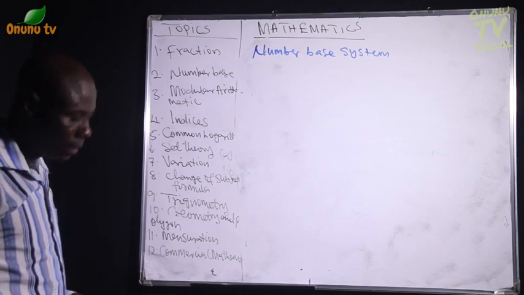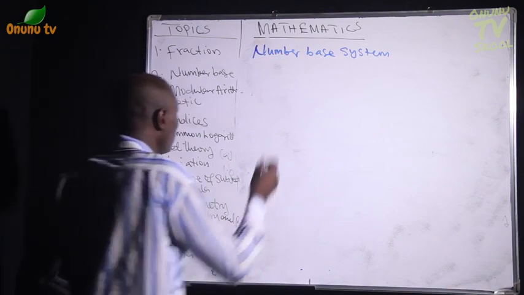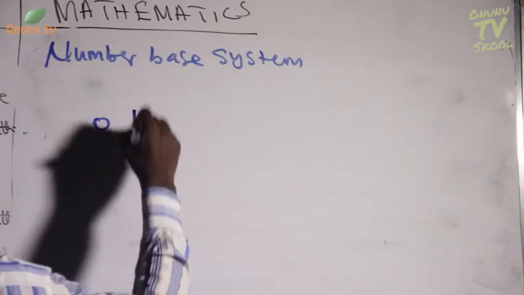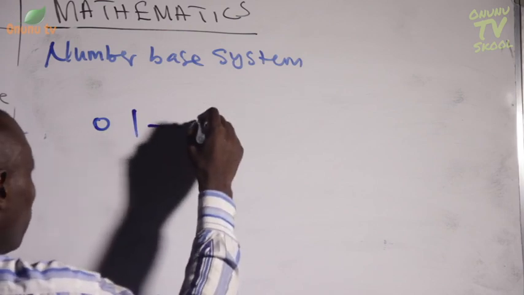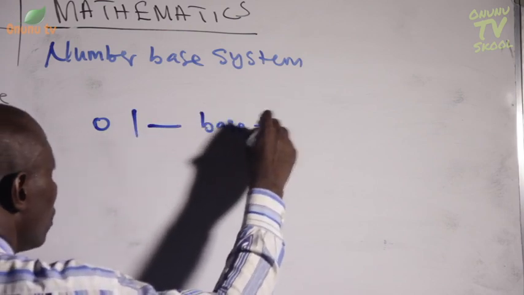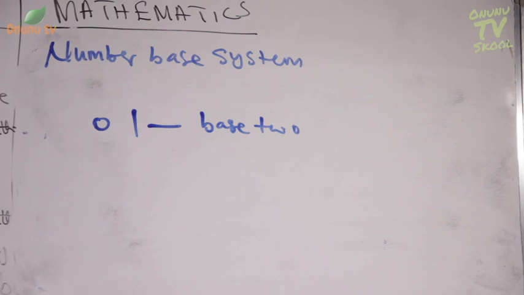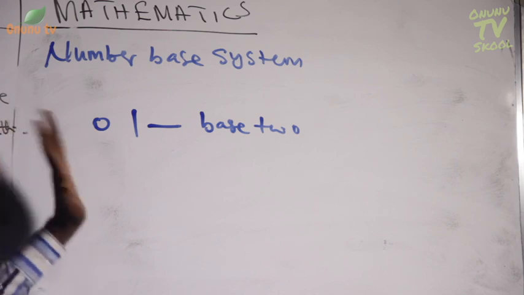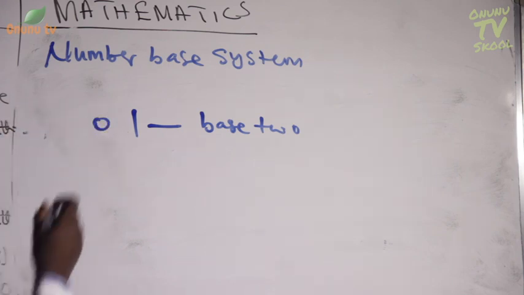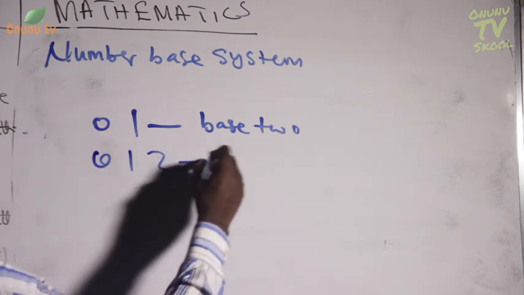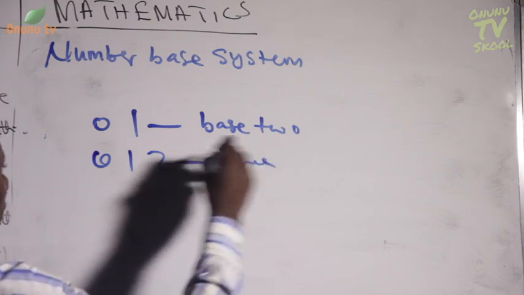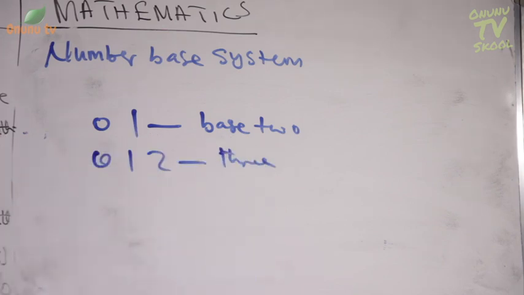We should know that the base 2 system is made up of 0 and 1. On no account should 2 occur in a base 2 number. It's not possible. That is an aberration. It's a taboo. It's a serious mistake. The base 2 system is made up of 0 and 1, while base 3 is 0, 1, 2. On no account should 3 appear in a base 3 number system. Now, we are going to look at how we can convert from one base to the other.